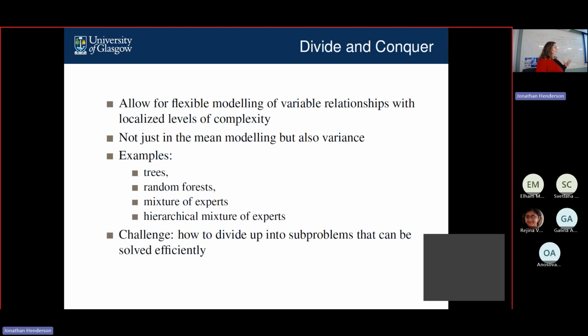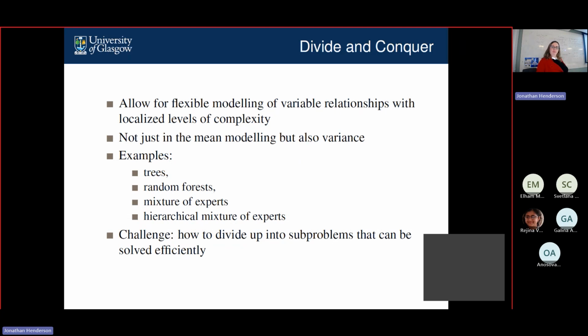So, you know, what we're going to be talking about a lot today is regression. So relationships between the outcome variable and covariates, and that can change depending on what part of the covariate space you're in. It does also allow for heteroscedasticity. So you're not just modeling the mean surface, you're also modeling the variance. So if there's one part of the area where there's a lot of heteroscedasticity, you can model that separately to the other parts where there's homoscedasticity.